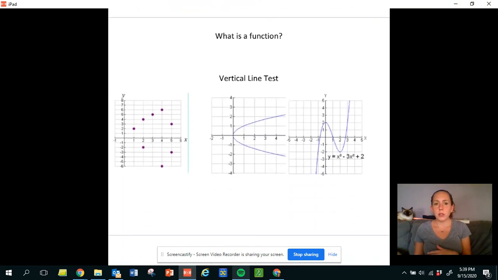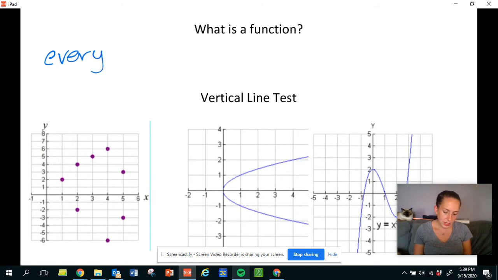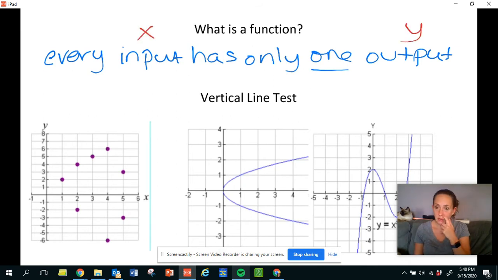With domain and range, we're looking at things graphically. So we're going to talk about what is a function based on the graph. The actual definition of a function is that every input has only one output. So in other words, every x has only one y on the graph.